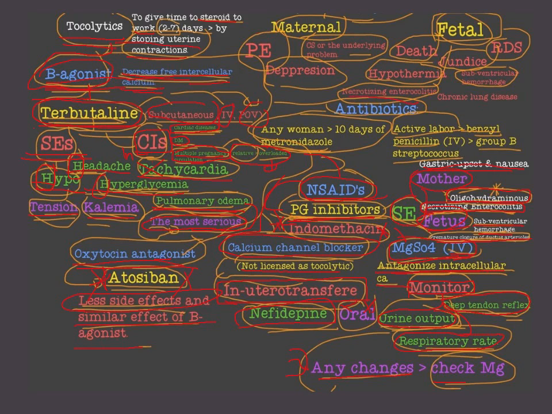Okay, now let's move to the antibiotics. I forgot in the previous video to talk about antibiotics, because antibiotics are a line of treatment in preterm labor. We give antibiotics to any woman with preterm labor. We give 10 days of metronidazole. If she is in active labor, then we give benzyl penicillin. Why? For group B streptococcus. And metronidazole for 10 days for other cases.